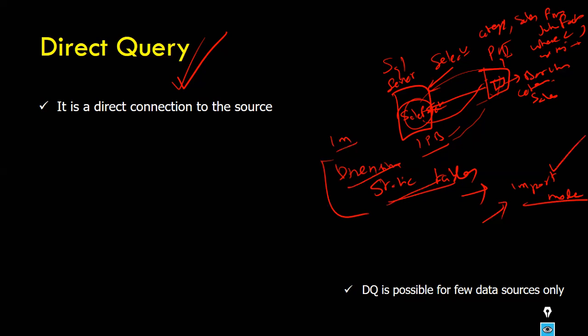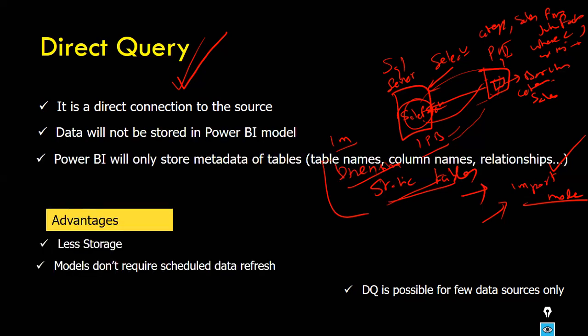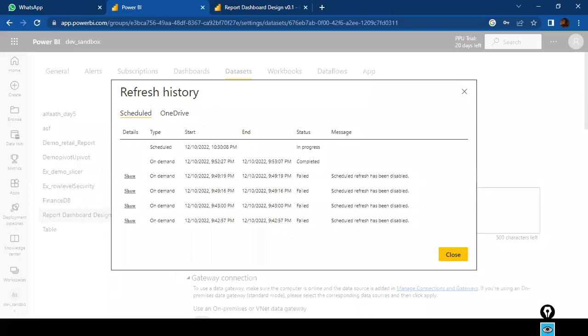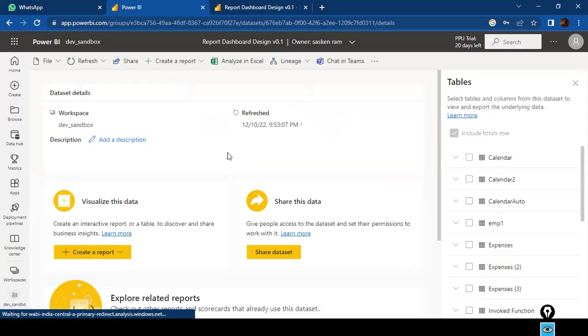If the volume of the data is very high, and if it undergoes frequent changes, then you can go for direct query mode. Full stop. That's all. And the advantages: it will consume less storage because you are not loading the entire data here. The data will remain in the source system itself. It doesn't require any data refresh because Power BI is directly connecting to the table. Whatever data is available at that moment, it will pick up, or whenever you query, it will pick up the data till that point in time.